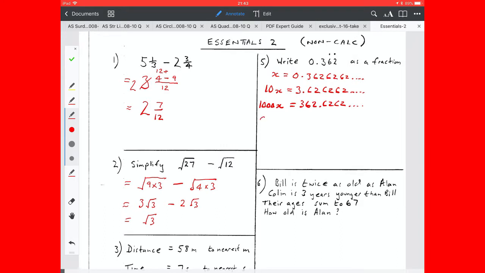Now if I subtract the 10x from the 1000x, I get 990x. And if I subtract the 3.6262 from the 362.6262, the decimals disappear and it just becomes 362 minus 3, which is 359. So that means that x is 359 divided by 990. And that is the original recurring decimal written as a fraction.